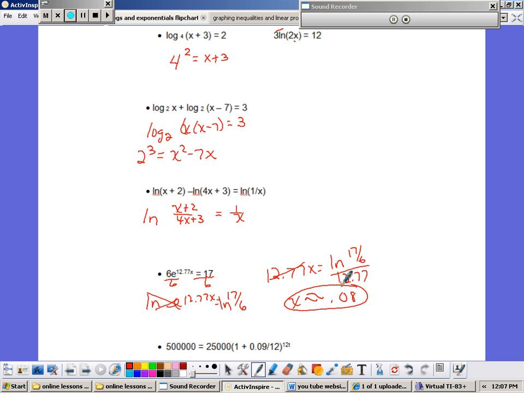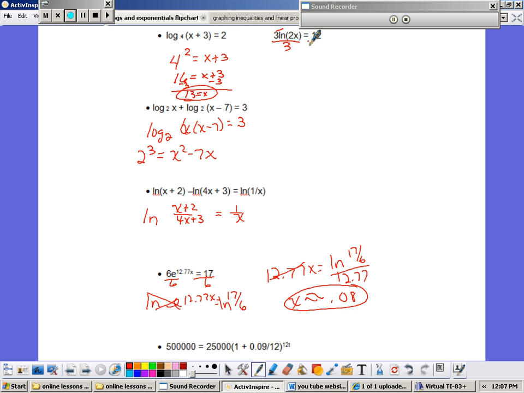Okay, let's go back to this one. I shouldn't have skipped it in the first place. This is 16 equals x plus 3. And I subtract 3, and 13 equals x. So that one was pretty easy once I put it in the form.